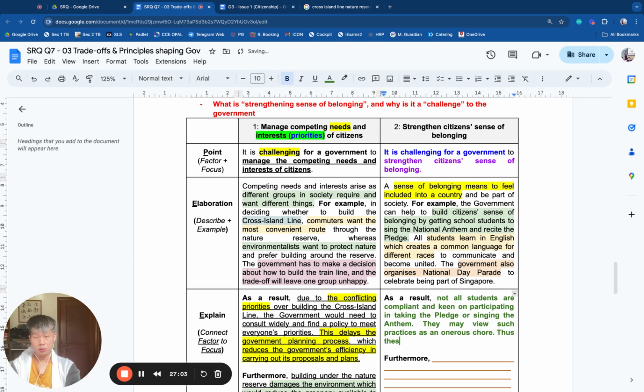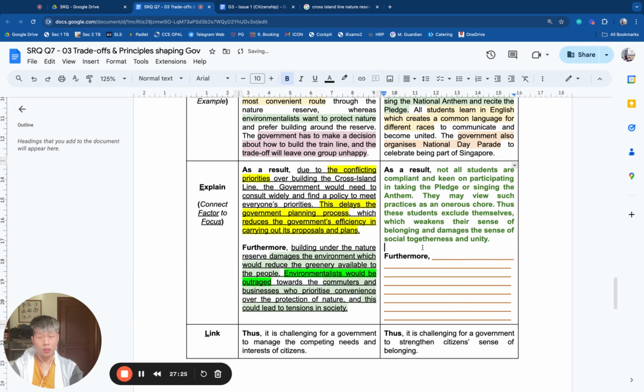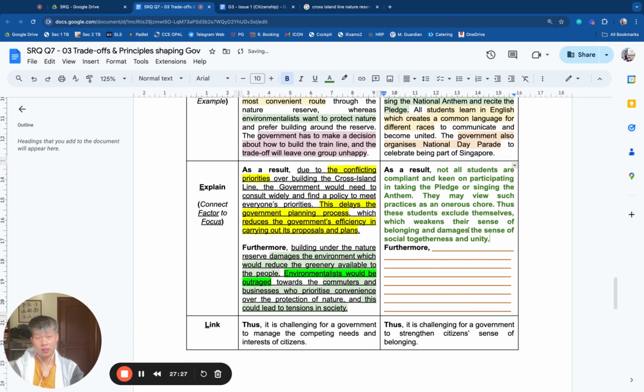Thus, these students exclude themselves, which weakens their sense of belonging and damages the sense of social togetherness and unity. So it's ineffective. One challenge is that the government's efforts are ineffective because the students are not keen. And this is something you already know from your personal experience.